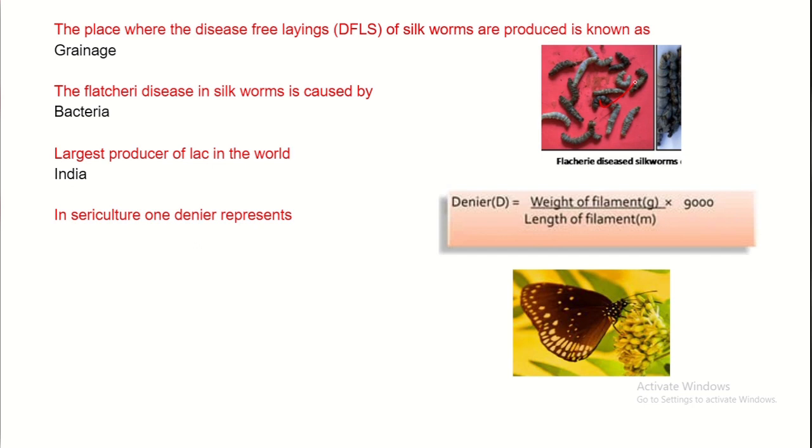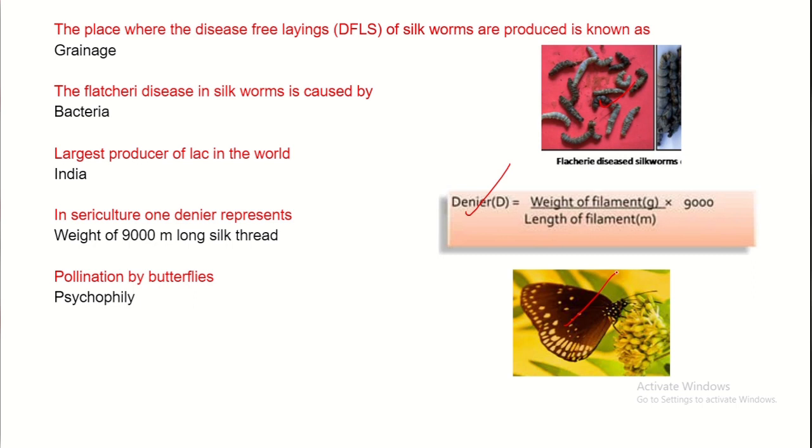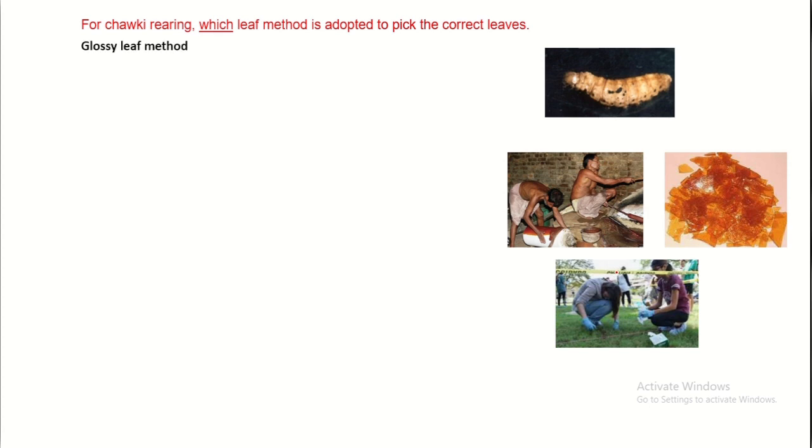In sericulture, one denier represents the weight of 9,000-meter long silk thread. Pollination by butterfly is known as psychophily. The state which ranked first in lac production in India is Jharkhand. For chawki rearing, which leaf method is adopted to pick the correct leaves? That is the glossy leaf method.